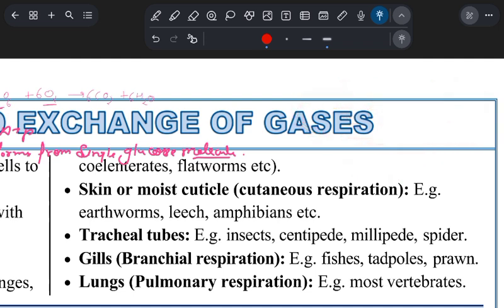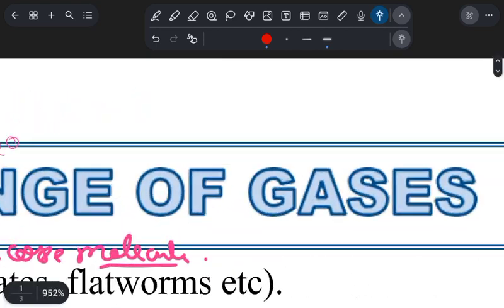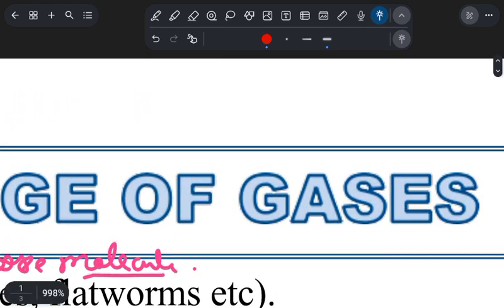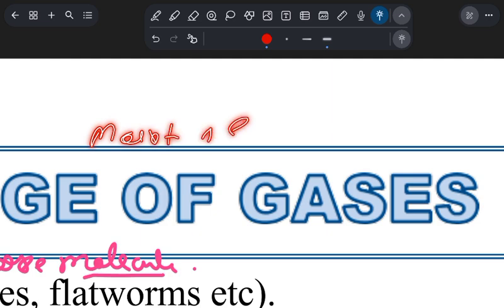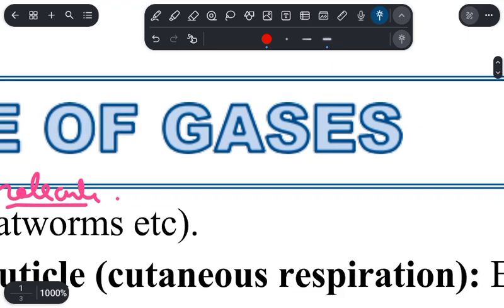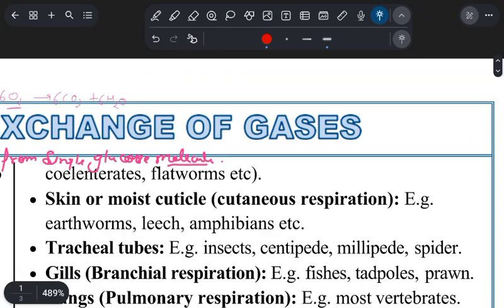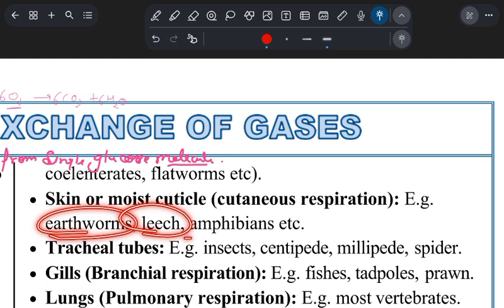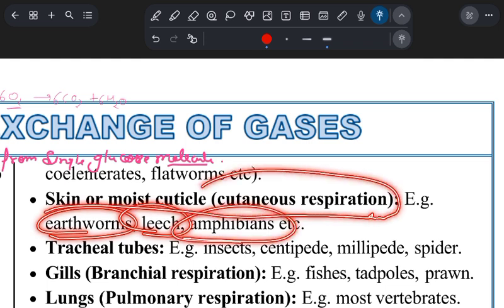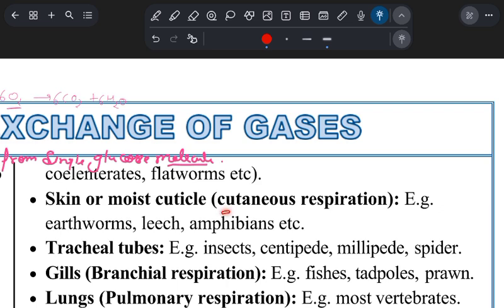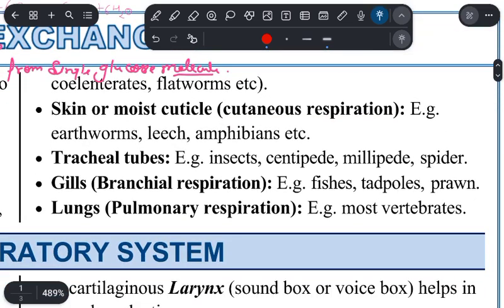General body surface. So, in which organism do we have a moist cuticle? Earthworm. So earthworm, leech, and amphibians, what do they have? They have skin or moist cuticle. We also call it cutaneous respiration.